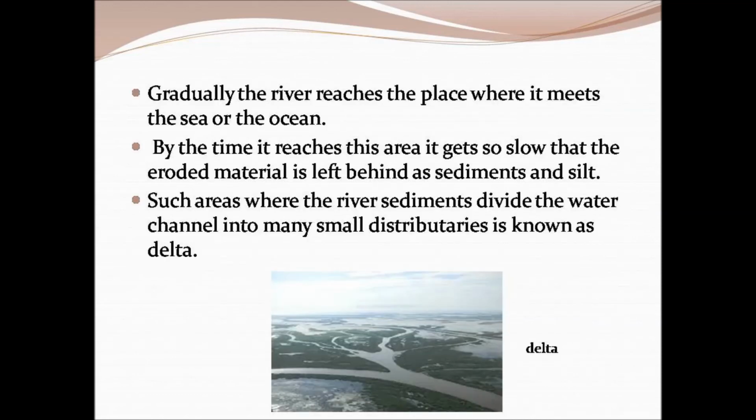Gradually, the river reaches the place where it meets the sea or the ocean. By the time it reaches this area, it gets so slow that the eroded material is left behind as sediments and silt. So, the river finally reaches the ocean or the sea, and before reaching it, the speed of the river gets very slow, so it totally deposits the sediments and silt. Such areas where the river sediments divide the water channel into many small distributaries is known as delta.